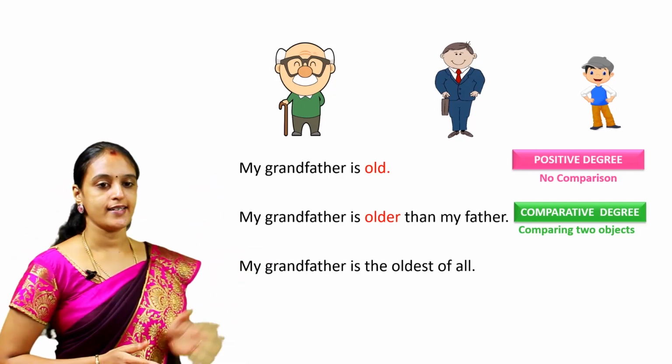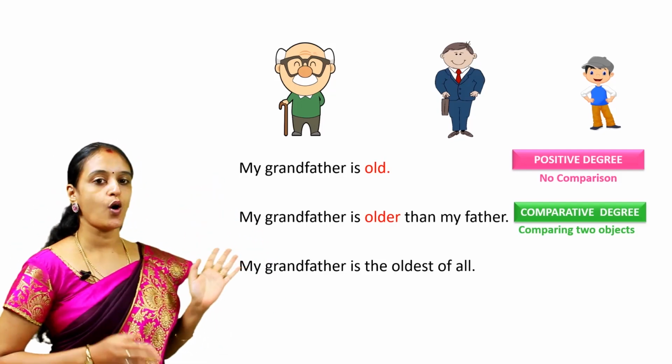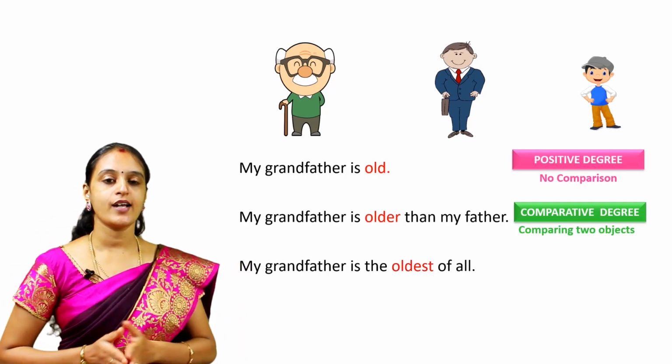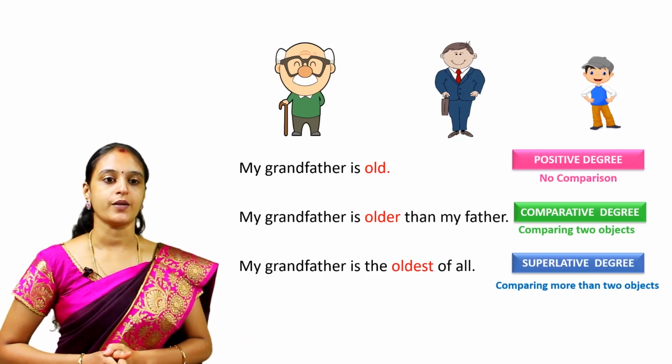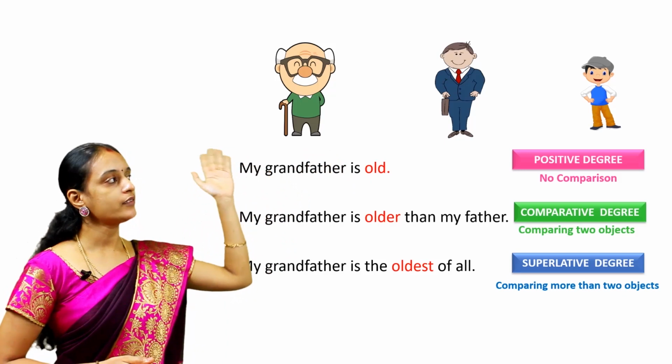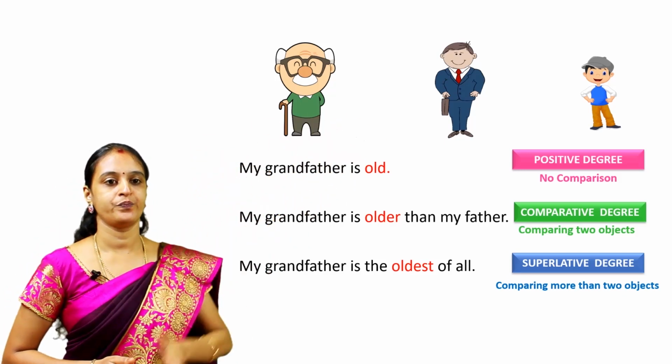Let's move on to the third sentence. My grandfather is oldest of all. Here, oldest is the adjective that denotes a superlative degree. Here, we are comparing three people, the grandfather, father and son.